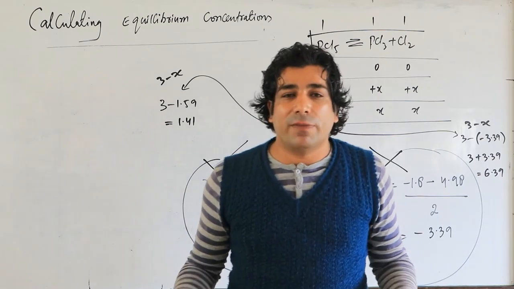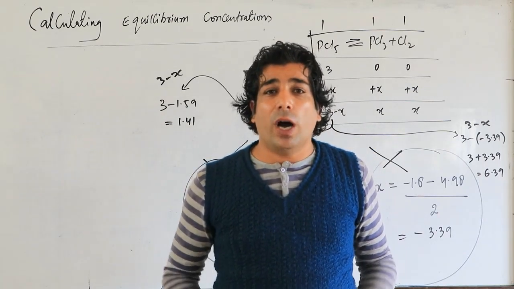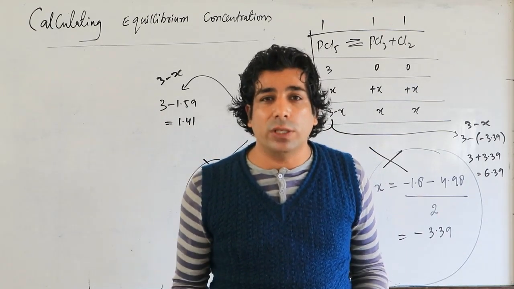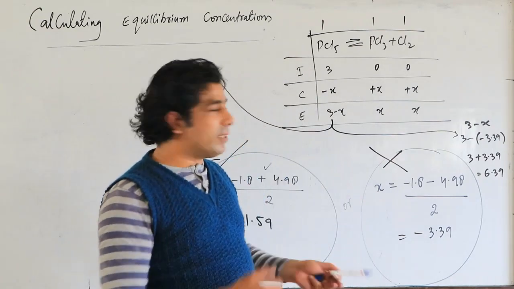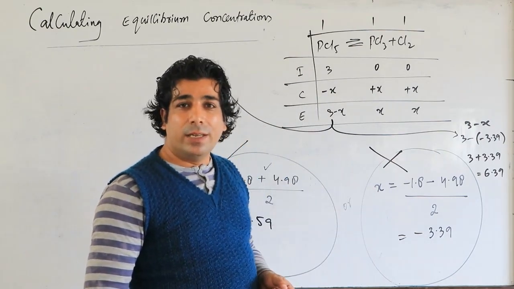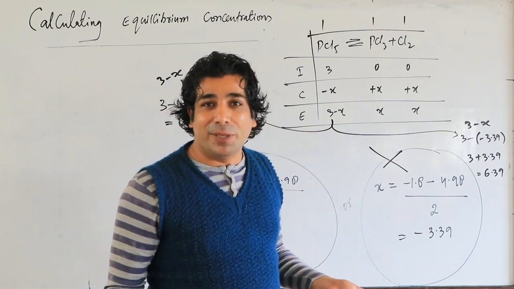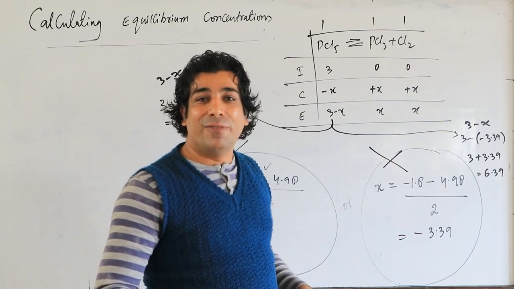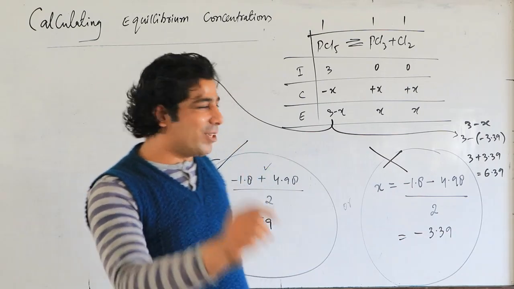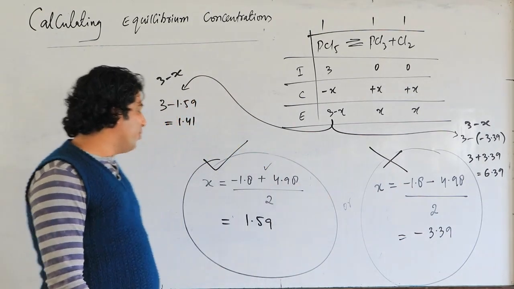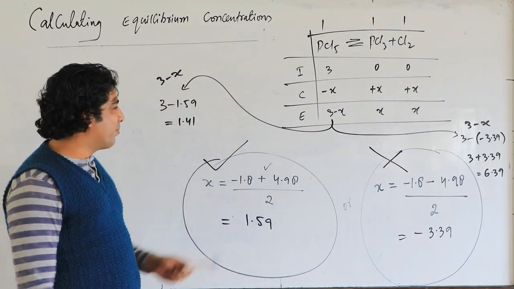Because PCl5 is only 3 moles. If you start a reaction with 3 moles, how can you get 6.39 moles at the end? That means the number of reactants are increasing, which is not possible because the number of moles should decrease for the reactants. I hope you have understood. So I will discard this value and accept this particular value.